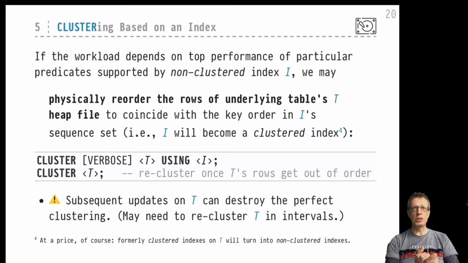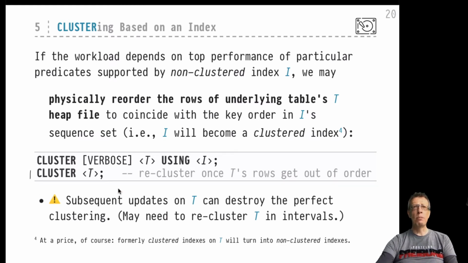Once you've performed this operation, indeed, all the rows inside T will match the index entry order in I. Subsequent updates to T might destroy this perfect clustering again. It's not the case that inserts or deletions into T, in particular inserts, will perform ordered inserts so that they match the index order. This is not the case. Any subsequent updates may destroy the perfect clustering, and maybe from time to time it would be wise to recluster T to re-establish this perfect coincidence of row order and index entry order. And you can just do that by performing the CLUSTER T command.